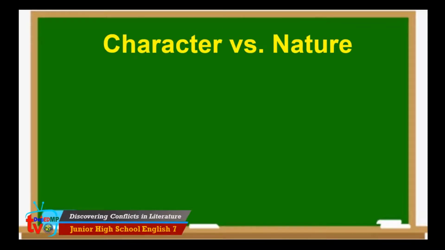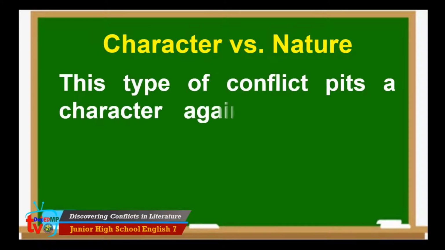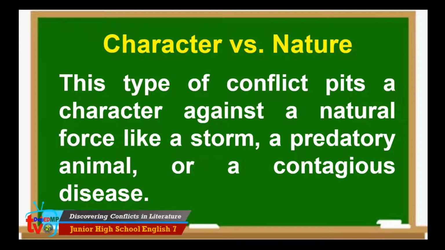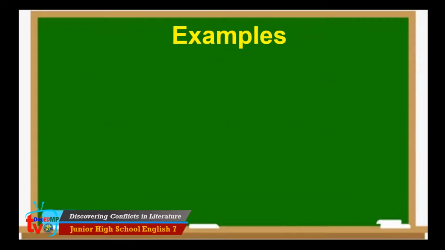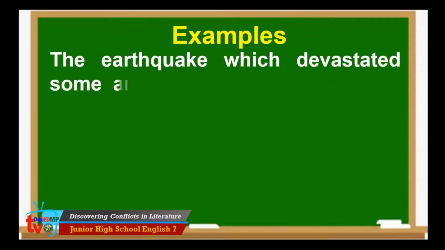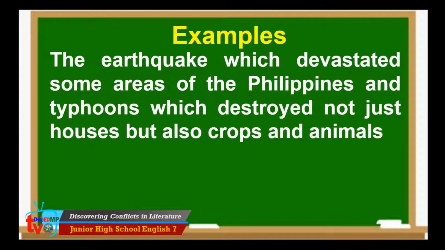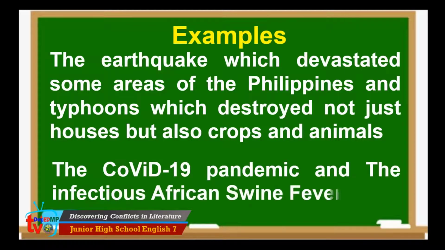Character versus nature. This type of conflict pits a character against a natural force like a storm, a predatory animal, or a contagious disease. Examples: the earthquake which devastated some areas of the Philippines, and typhoons which destroyed not just houses but also crops and animals. The COVID-19 pandemic and the infectious African swine fever.